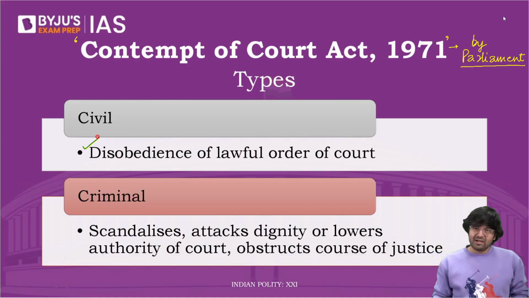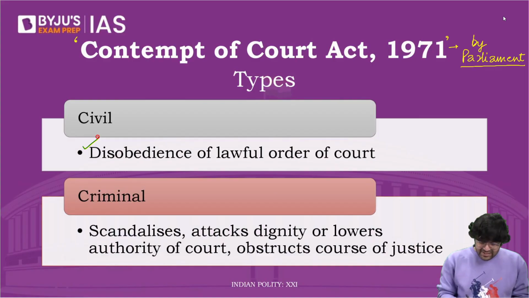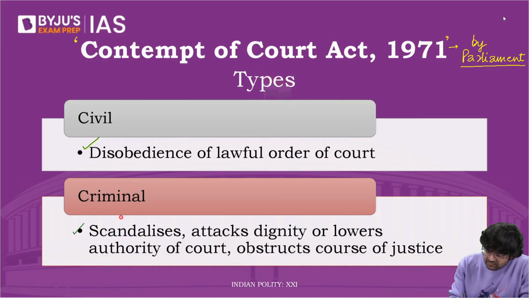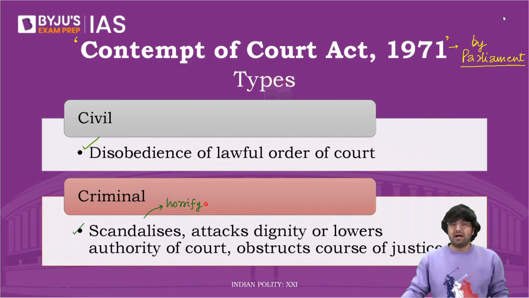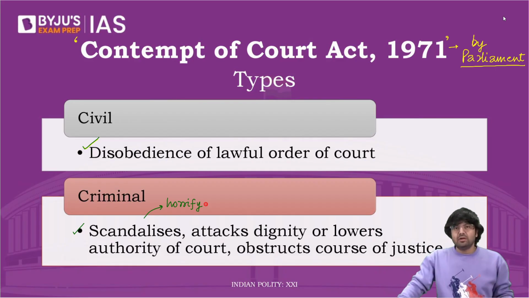Second is criminal contempt of court. So what is criminal contempt? When you scandalize the court. Scandalize, meaning horrify. Make derogatory remarks. Attack their dignity. Lower their authority. Obstruct the course of justice.